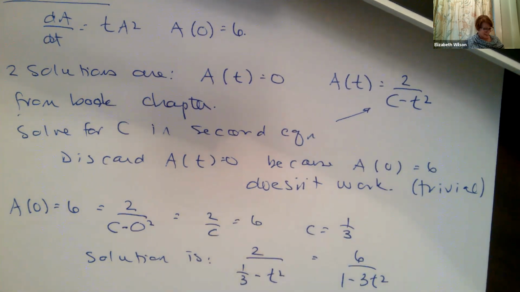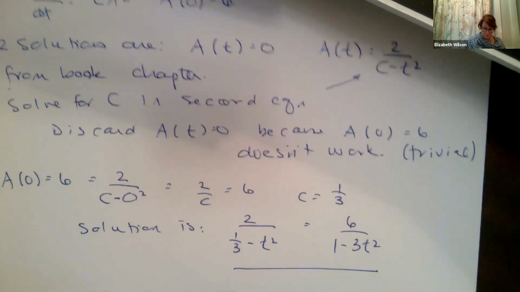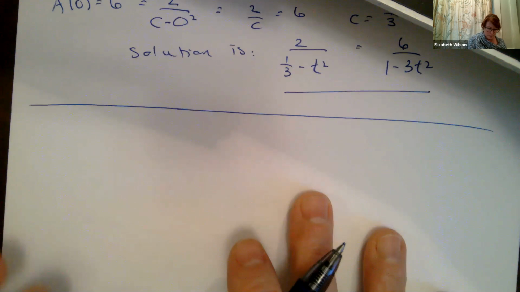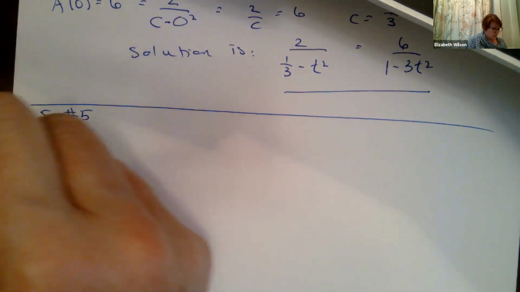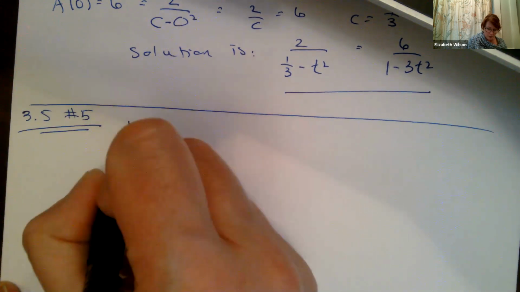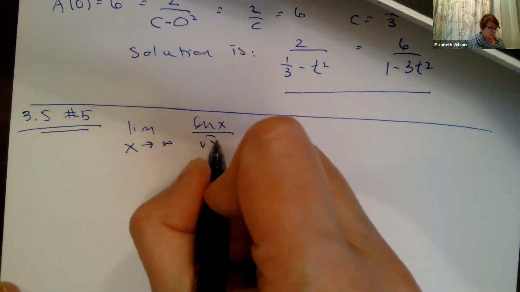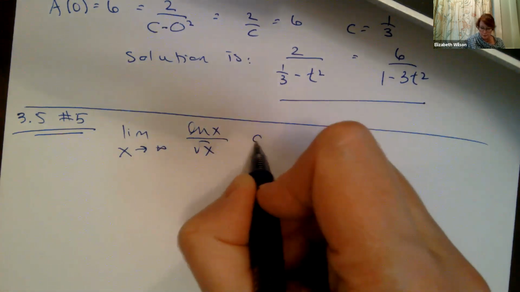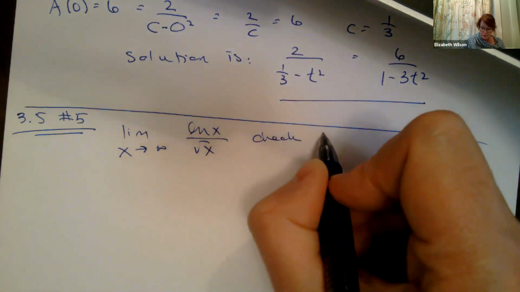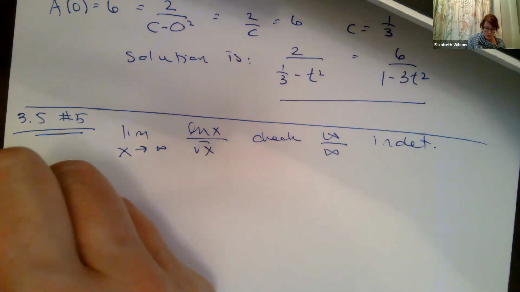Oh, 3.5, number 5, really quick. We've got the limit as x goes to infinity of ln of x over radical x. As x goes to infinity, I do my quick check: I plug it in and get infinity over infinity, which is indeterminate. So I can use L'Hopital's rule.